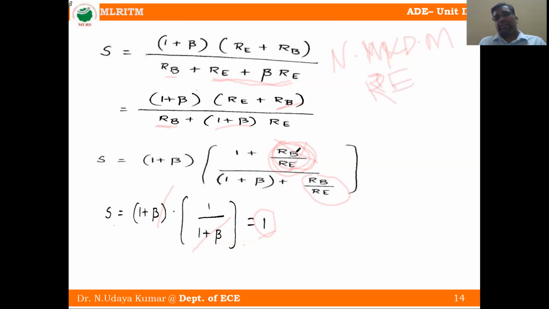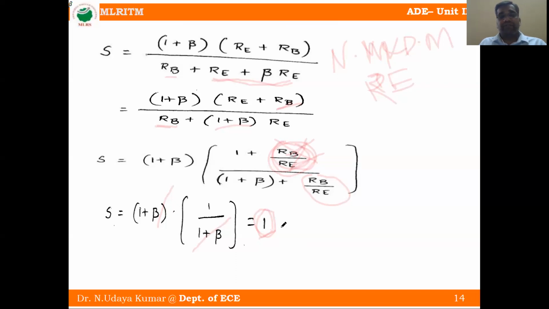But practically, this base resistance and emitter resistance cannot be made 0; they always have some value. So in the ideal case it is not possible. We always have to give some RB and RE value, and we have to minimize them so that the stability factor S is close to 1. So the stability factor for voltage divider bias or self bias is better compared to other biasing circuits, so that circuit is most commonly used.